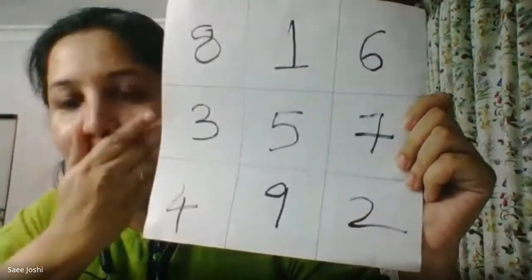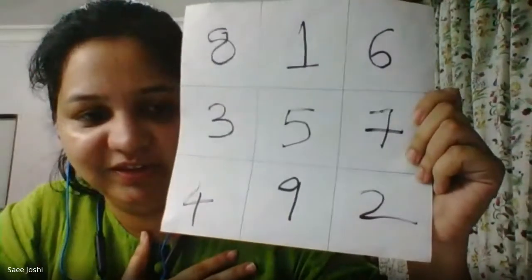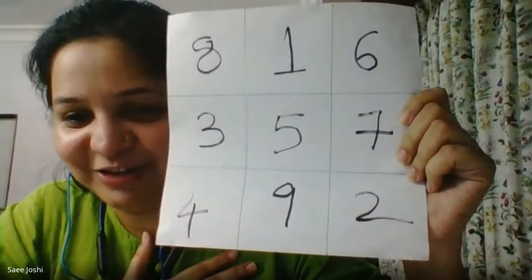Can you see this? So have you understood this method? Does it look pretty easy?